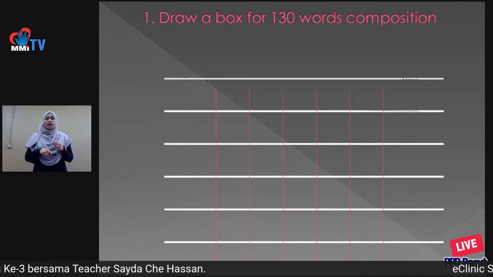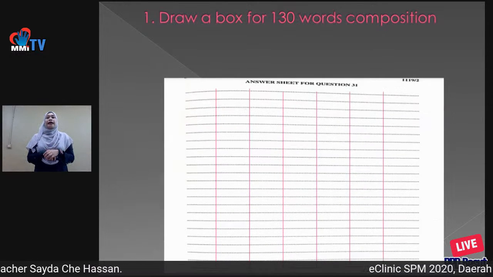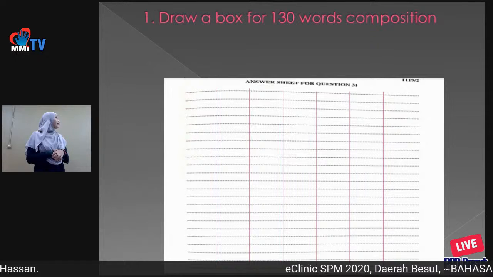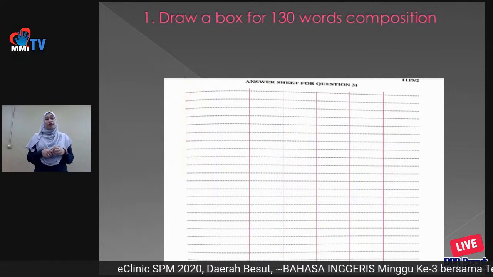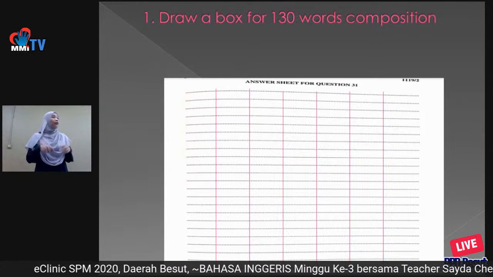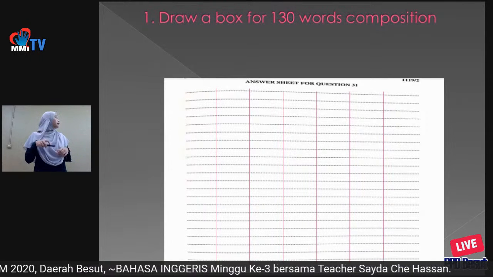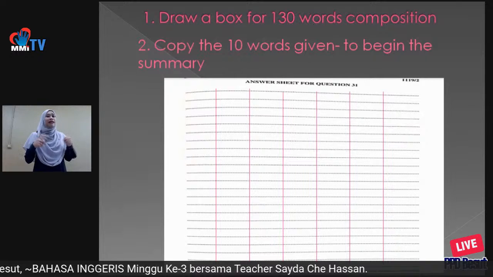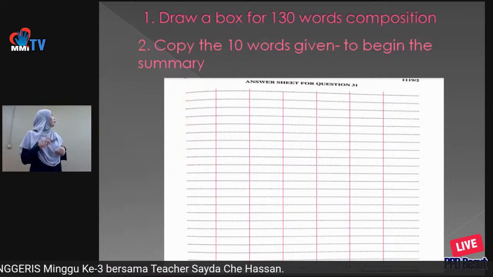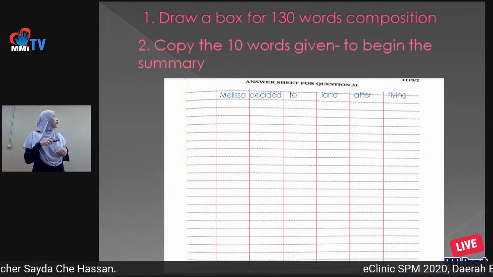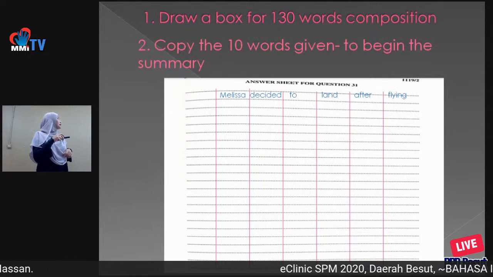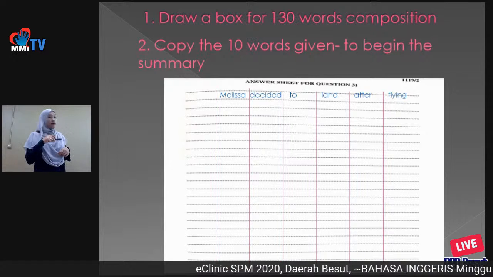Draw the box for 130 words composition. Okay, I know kamu kan bukannya raja sangat nak tulis panjang kan. So 130 words je, sikit je. So kena buat betul-betul, kena rajin lah. Alright, copy the 10 words given to begin the summary. Okay, kita pun salin. Okay, macam mana cara nak start? This is going to be your summary.